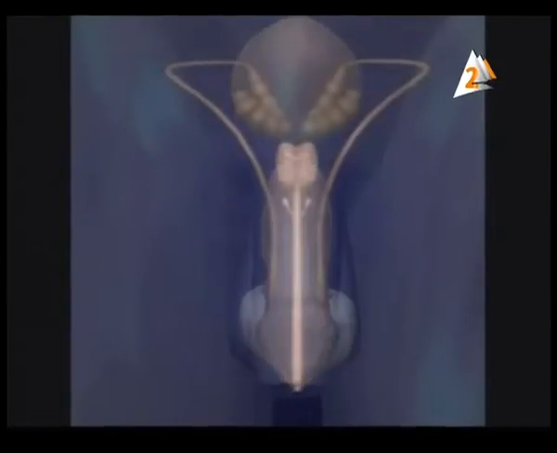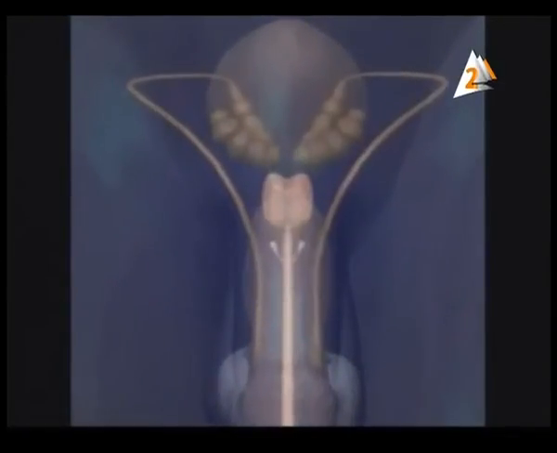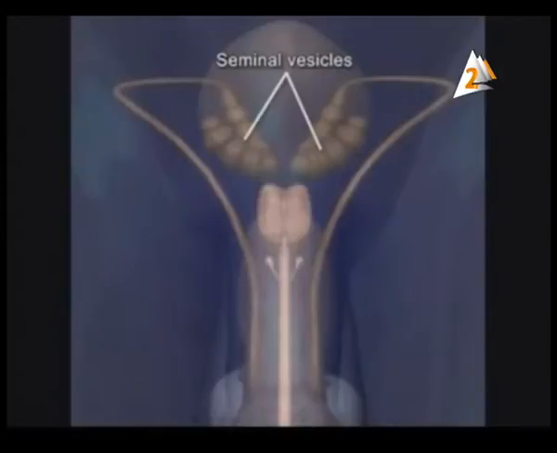These seminal vesicles are very important for the sperm, where the sperm are stored until they leave the body. The sperm which are stored inside them are stored until they are needed. That's why they are kept inside these seminal vesicles.